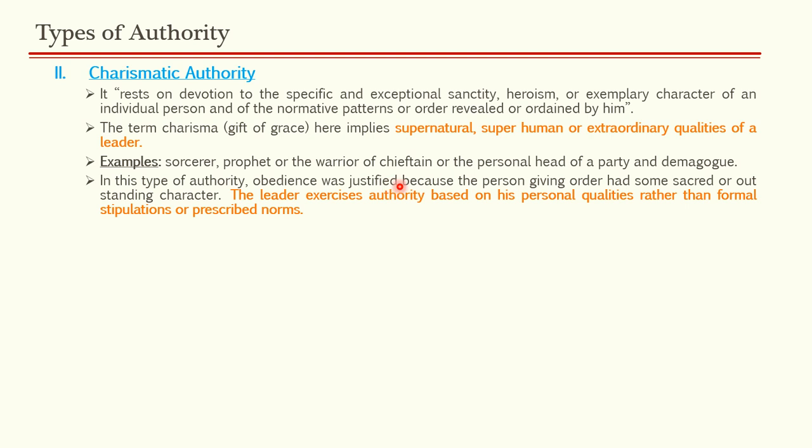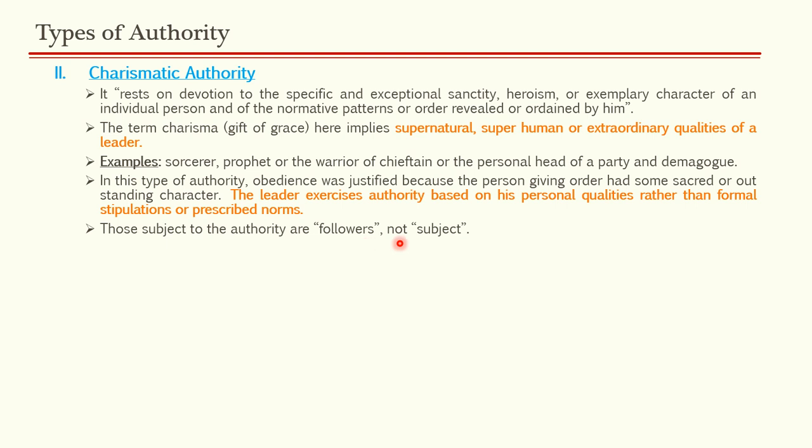In this type of authority, obedience was justified because the person giving orders had some sacred or outstanding character. Because that person, the leader who is giving orders, had some sacred or outstanding character, that is why he was chosen as leader. The leader exercises authority based on his personal qualities rather than formal stipulations or prescribed norms. There are no rules, no principles or norms defined. On his personal qualities he can give commands. So when Mahatma Gandhi called for non-violence in Satyagraha, there was no written rule of non-violence; based on his personal qualities, he gave the call. So leaders exercise authority based on their personal qualities and not according to formal rules.